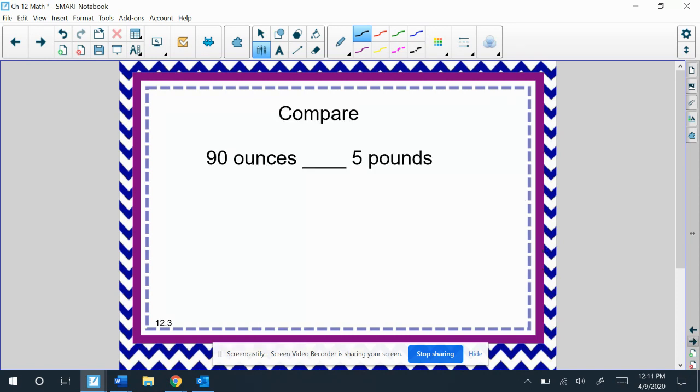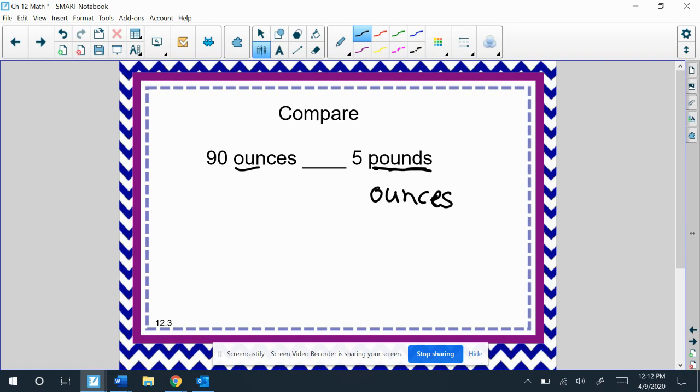We're going to compare. 90 ounces equals how many 5 pounds? Is that an equal sign, a less than, or a greater than? Let's go ahead and try and compare. I have ounces here and pounds here. They are not the same, so I need to change one of them into the same. In fourth grade, we convert the larger unit into smaller ones. So I'm going to go to pound, because that is larger, and we're going to convert that into ounces. Well, I don't know how many yet. I'm going to think about that.